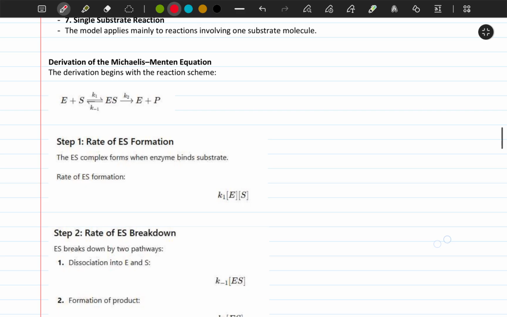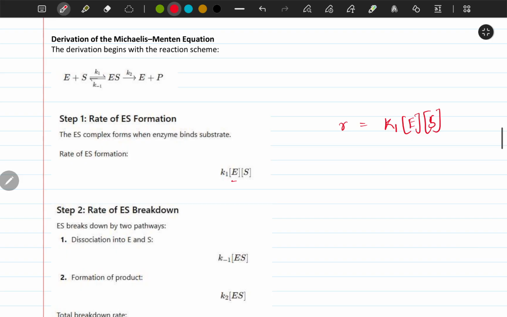So from this we have three rates. R is equal to K1 substrate and substrate. Okay, reactant product. Okay, next breakdown of ES, the backward reaction. R is equal to K minus 1 ES. Next is R is equal to this formation for K2 ES.